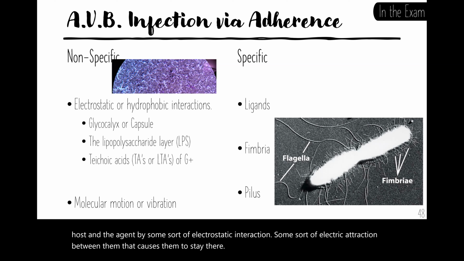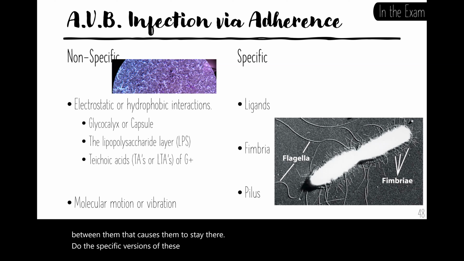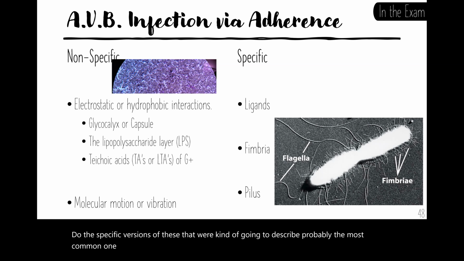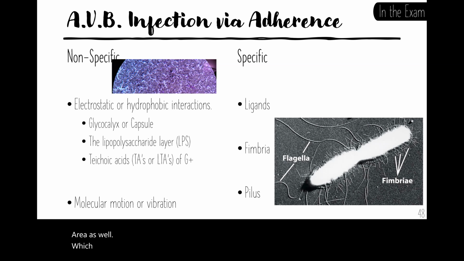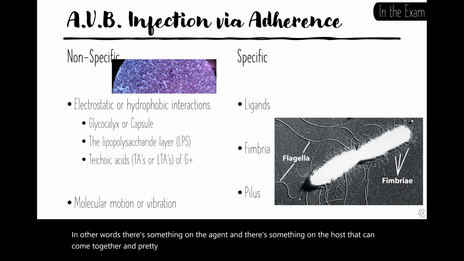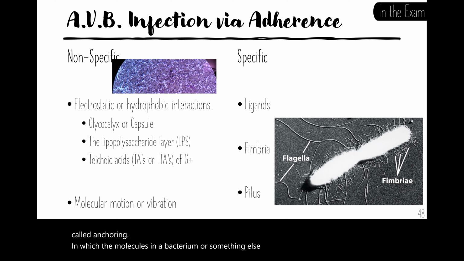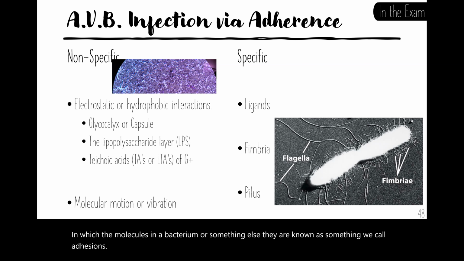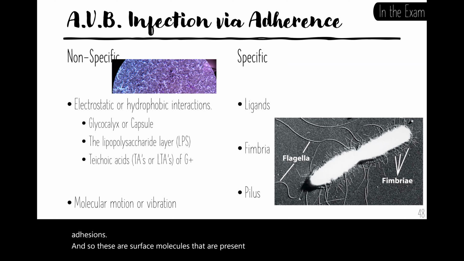Now, under the specific versions of these that we're going to describe, probably the most common one alludes to that handshake that I talked about during viruses, for example, but this occurs in bacteria as well, in which there is a permanent interaction between complementary substances. In other words, there's something on the agent and something on the host that can come together and interact in a very specific fashion. This is often called anchoring, in which molecules on a bacterium or something else, known as adhesins, are surface molecules present on the outside of the bacterium itself that interact with the host itself.